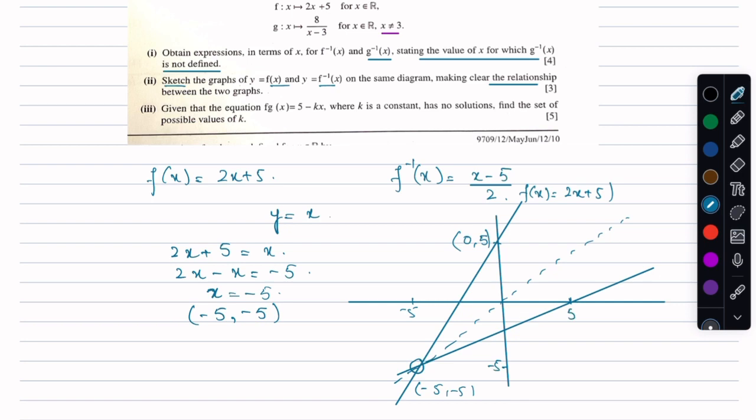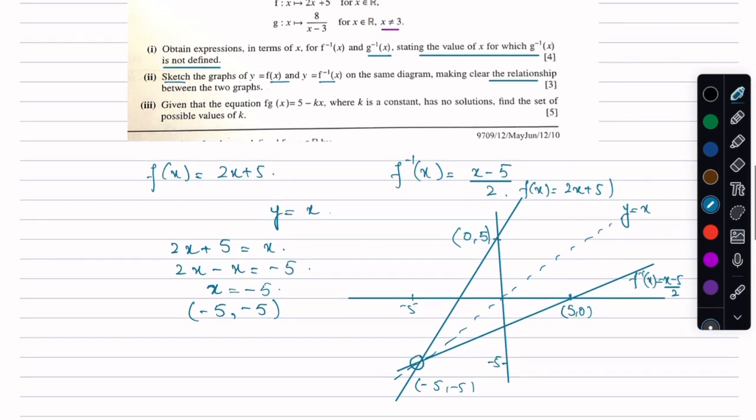This is going to be 5, comma 0. The y-intercept of the function, 0, 5, is getting reflected to 5, comma 0 in the line y equals x, and this is going to be my inverse function, which is equal to x minus 5 divided by 2. So this is how I will be making the sketch for the function and its inverse. The relationship is negative 5 and negative 5, where the three lines are intersecting each other.